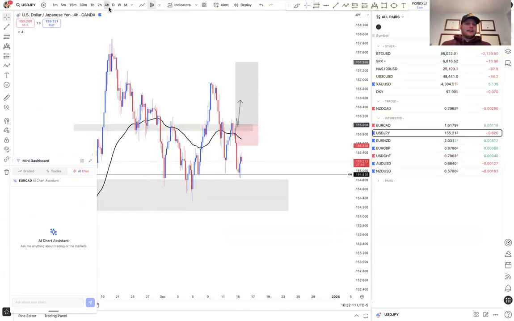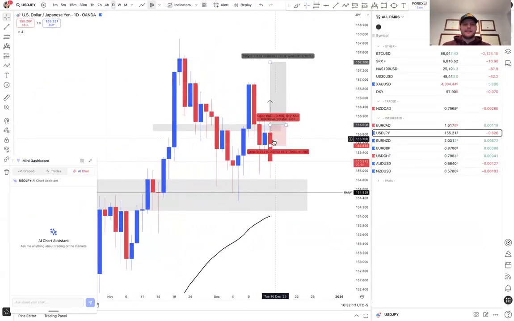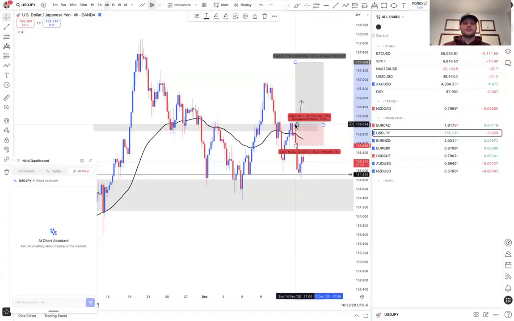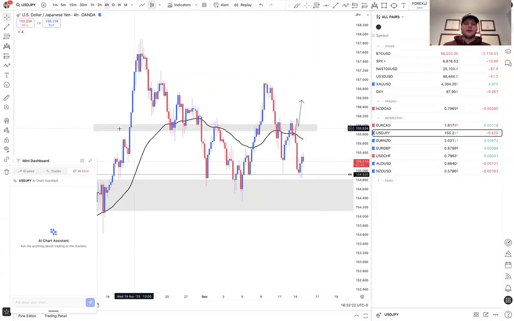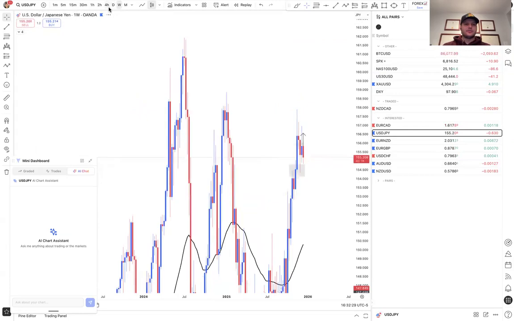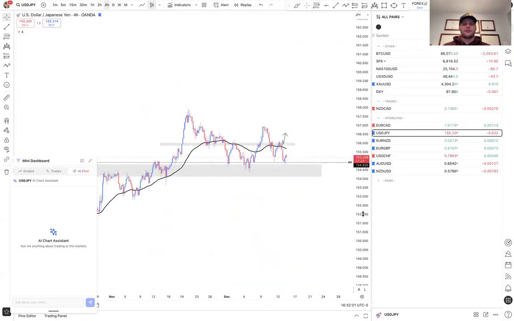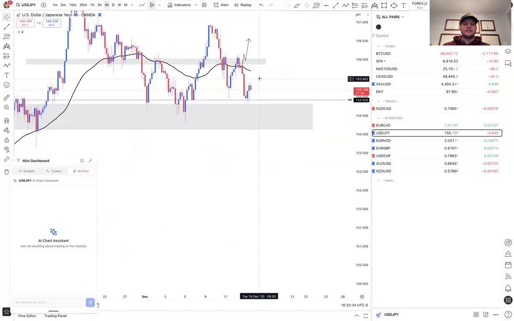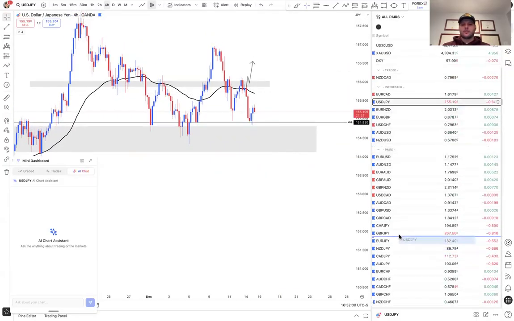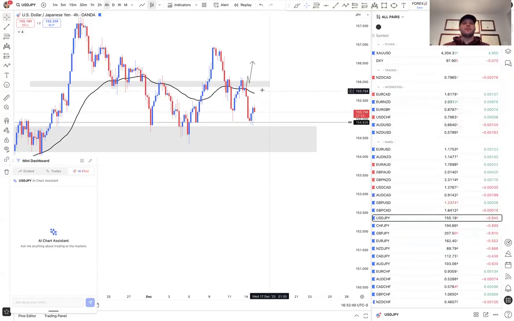USD JPY never gave us the entry. We had the daily rejection candle, but then we sold very, very aggressively. At this point, I'm probably not interested in this trade. I wanted to take buys above this area of interest. Didn't happen. The daily time frame is still bullish. The weekly time frame is still bullish, but the 4-hour time frame is now underneath the EMA and underneath the area of interest. So we're just going to move on from this one and not pay attention to it for now, and then we'll come back to it in the future.